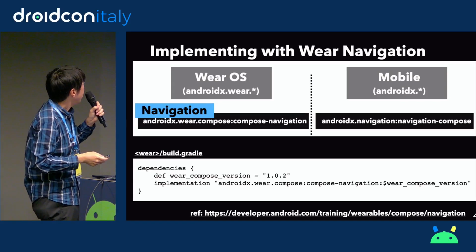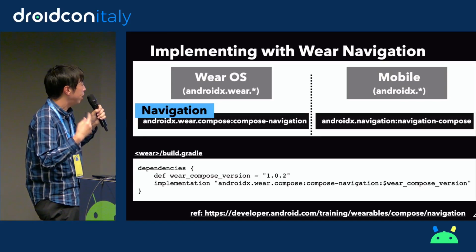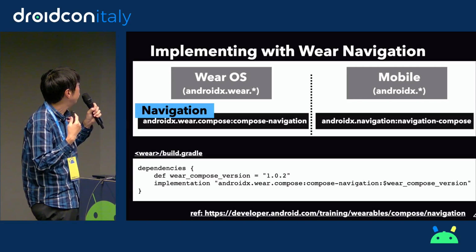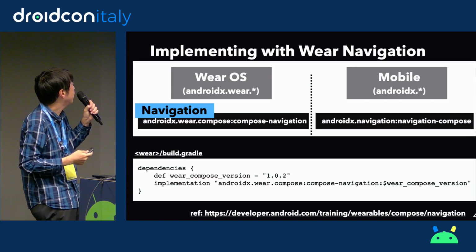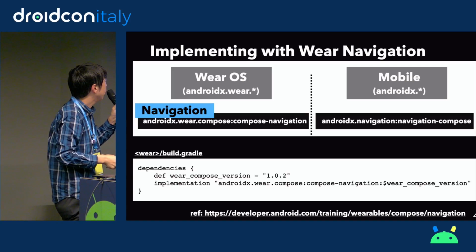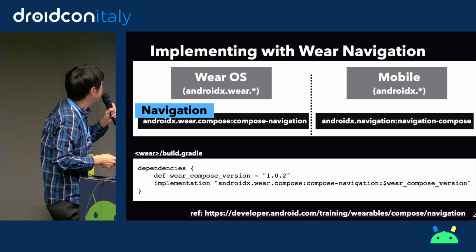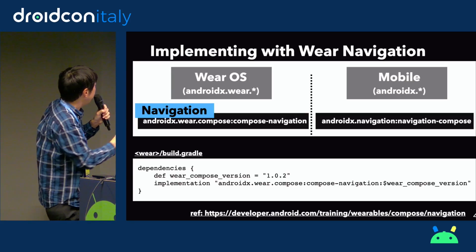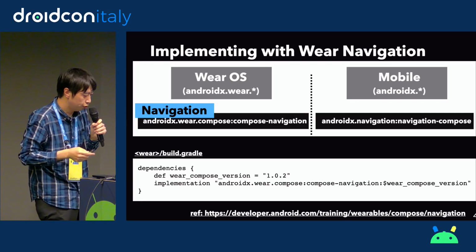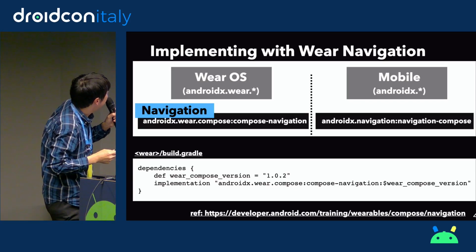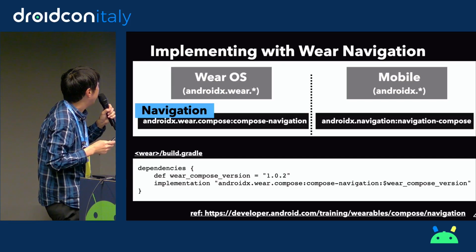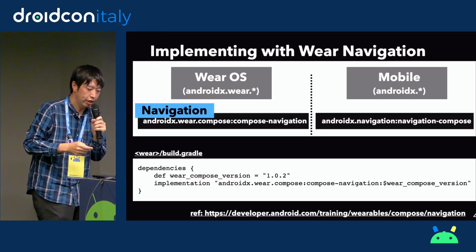Okay, as I explained before, when we develop Wear OS apps, we are requested to use the Wear OS navigation library instead of the mobile navigation library. But it's very simple. By adding this code into our build.gradle, the wear compose navigation library, we can easily use this navigation library.